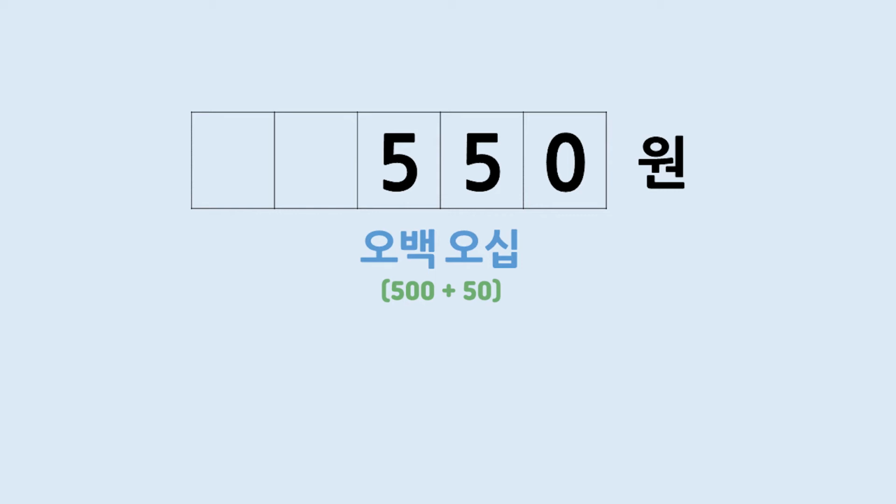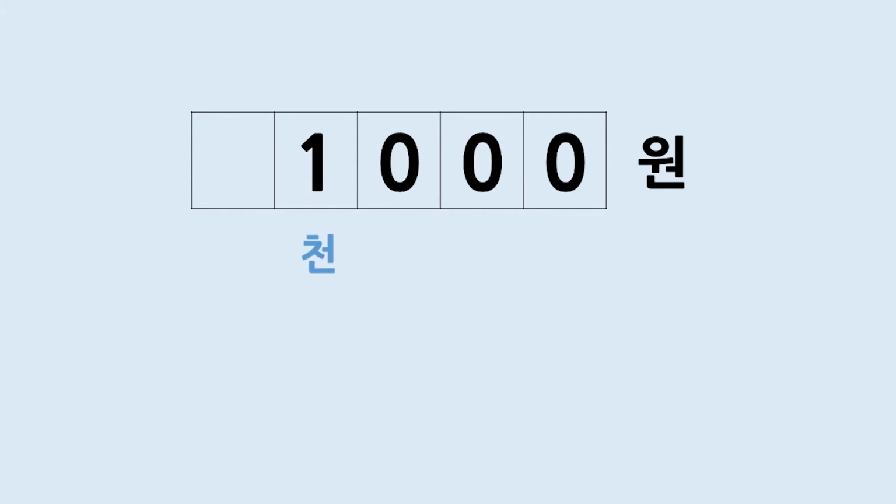550. Good? And here is another example. 999. You just need to read from the left to right. And then we learned about 1,000. And this is 1,100. How about this one? Good. 1,170. And 70 is 70.